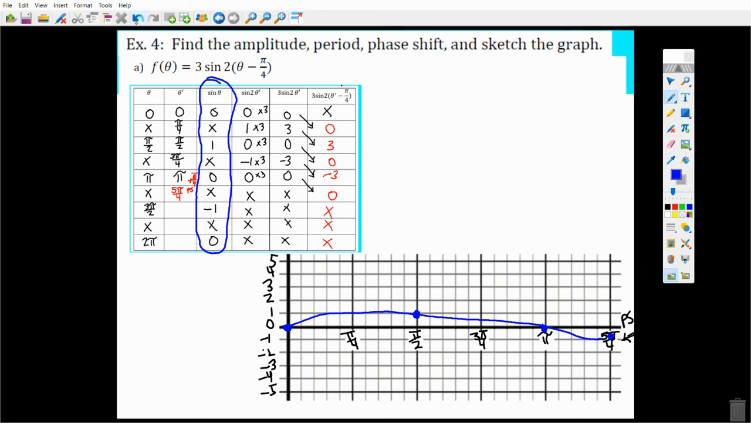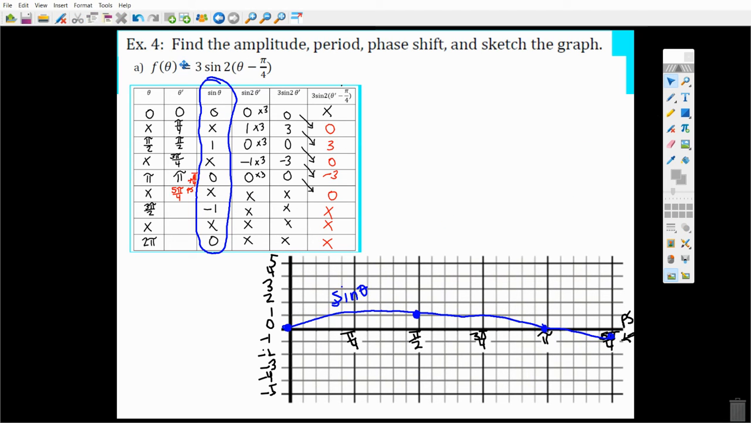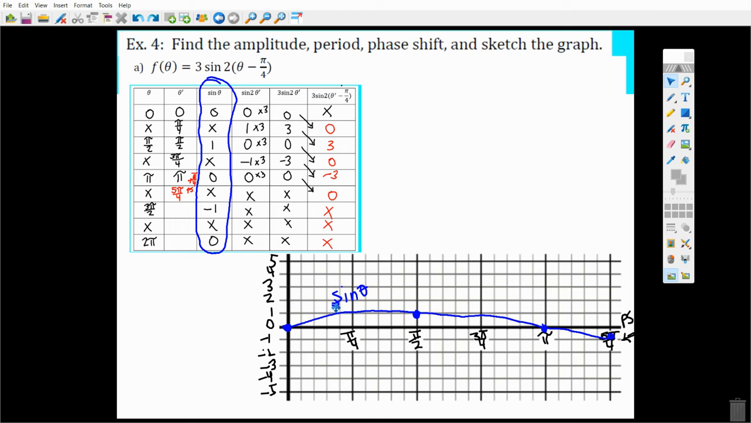Try that one more time. This is sine theta. Obviously, the whole graph is not present there because we're only between 0 and 5 pi over 4.